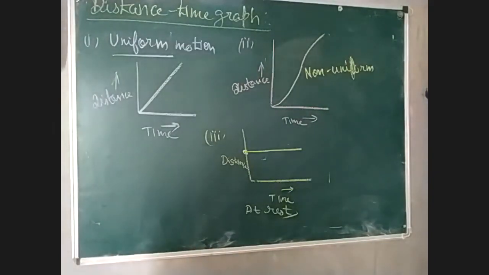So children, these are the different types of motion which we can identify by using a distance-time graph.